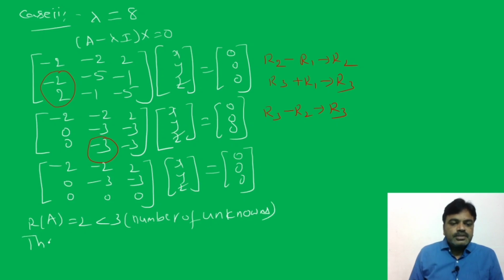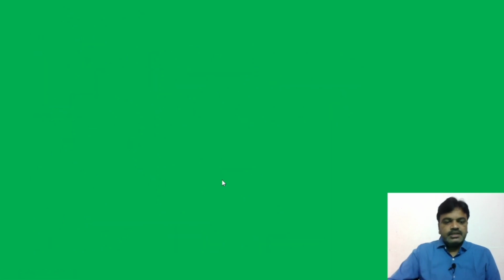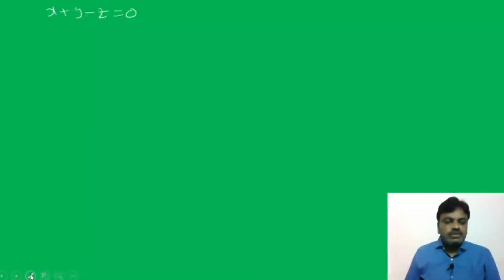So the system has infinitely many solutions. So you write here, taking common minus 2, then we get X plus Y minus Z equal to 0. And the second one, taking common minus 3, we get Y plus Z equal to 0.